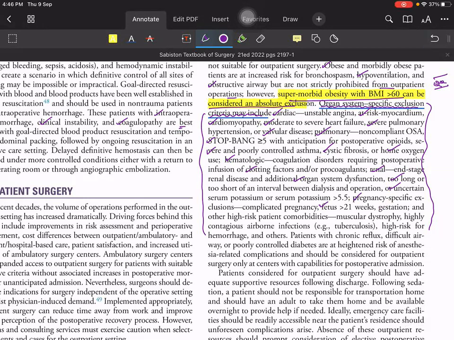And high risk patient comorbidities such as muscular dystrophy, highly contagious airborne infection, and high risk for hemorrhage. So these are the organ system specific exclusions you should remember.